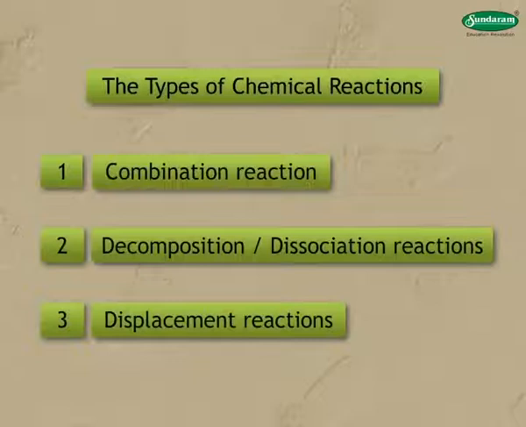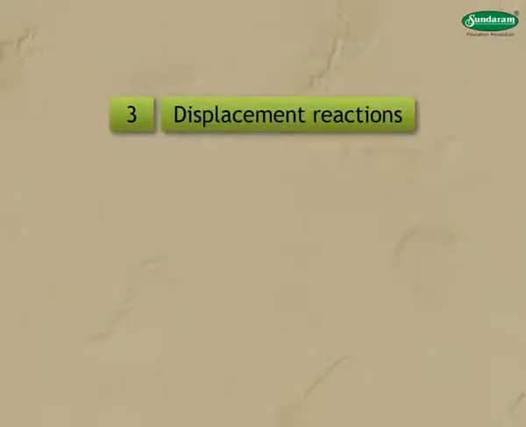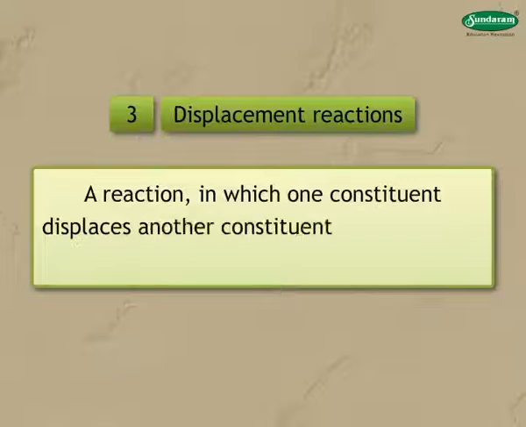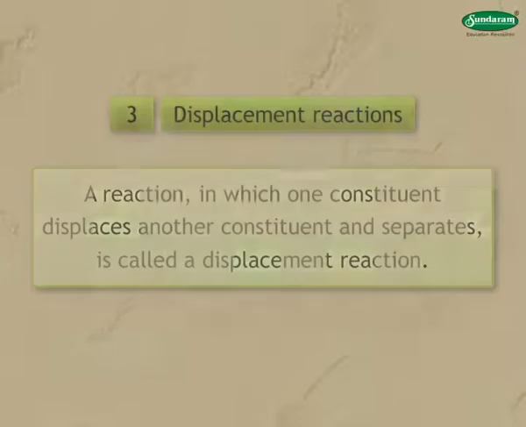Now, let us move on to the third and the last type of reaction from the lesson, that is, displacement reaction. A reaction in which one constituent displaces another constituent and separates is called a displacement reaction. The following activity can help us to understand it better.